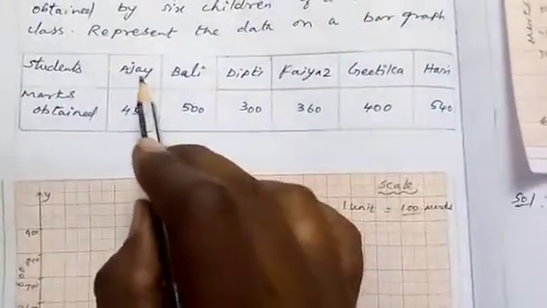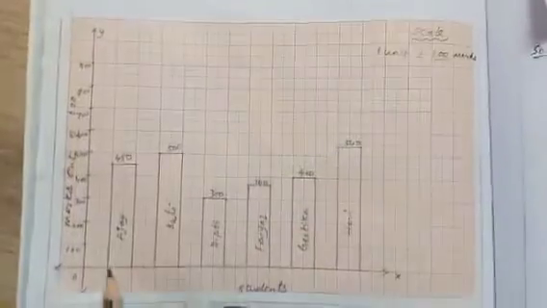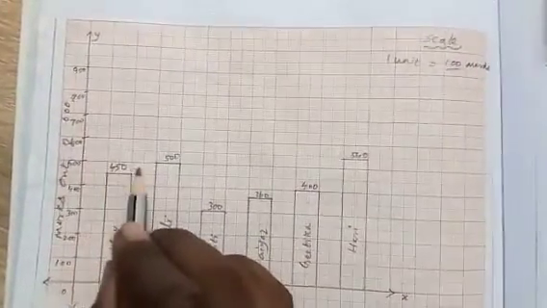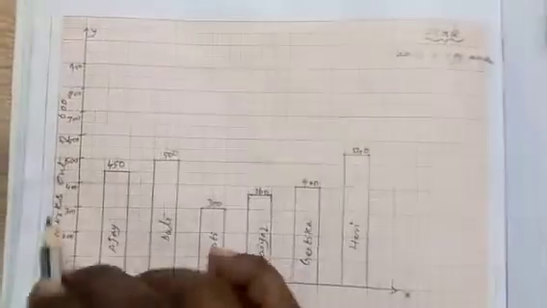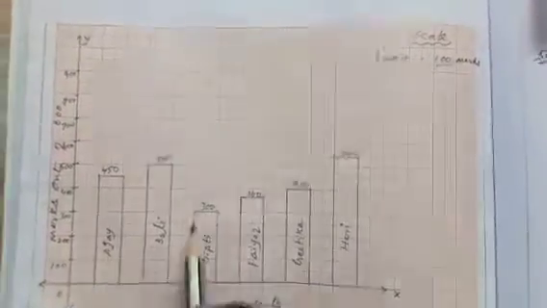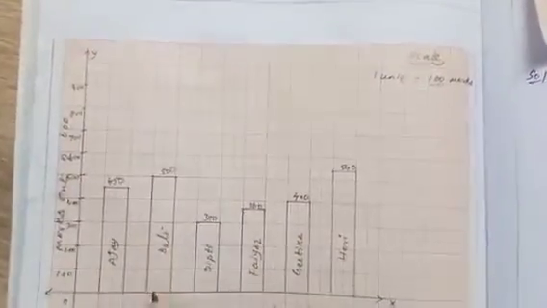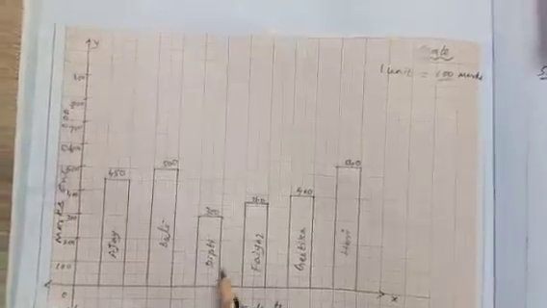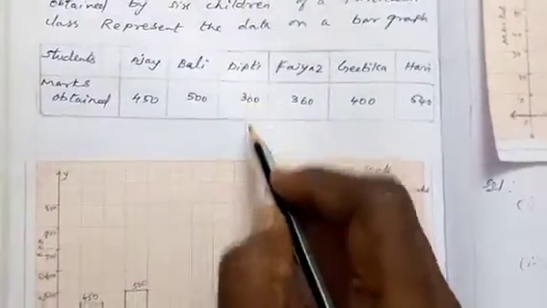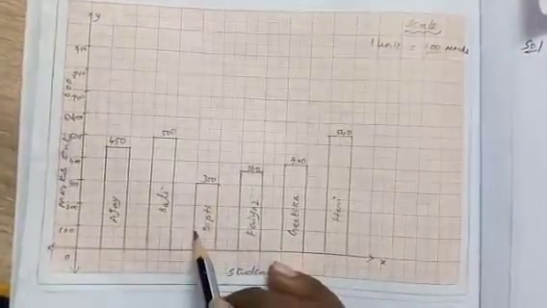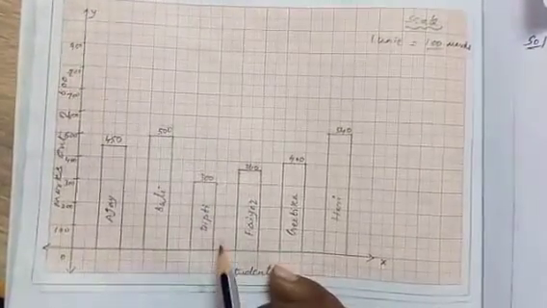Draw the bars. Ajay is 450: 100, 200, 300, 400, then 450. So draw the bar, Ajay marks 450. Then Bali is 500. So draw the bar, Bali 500. Then Deepthi is 300. So draw the bar. Deepthi is 300: 100, 200, then 300.